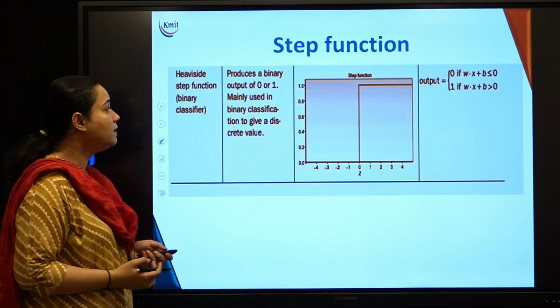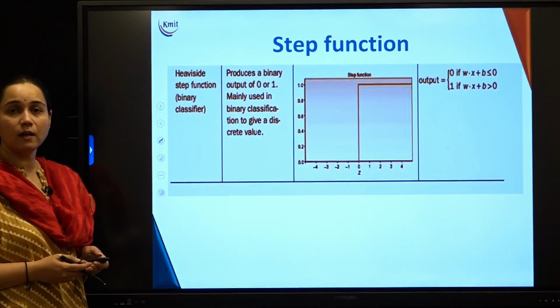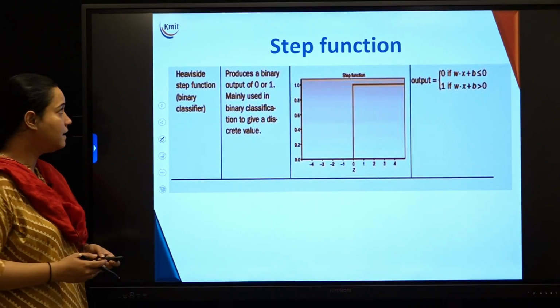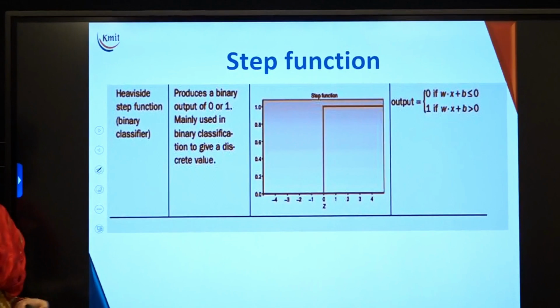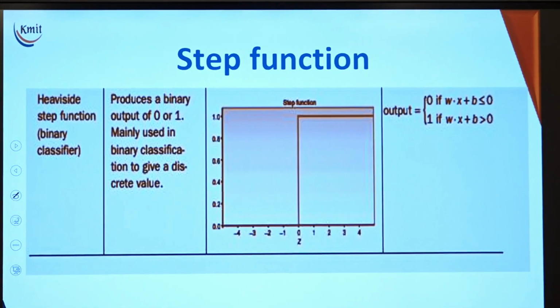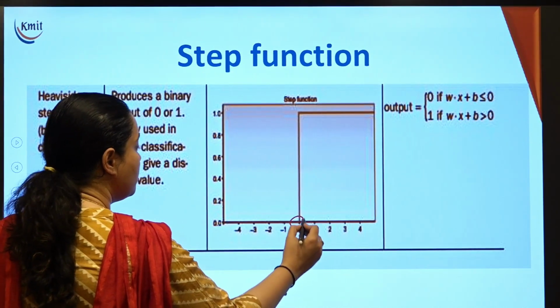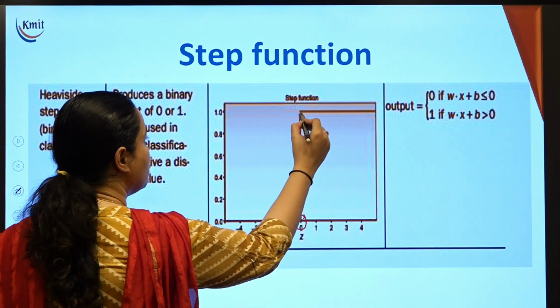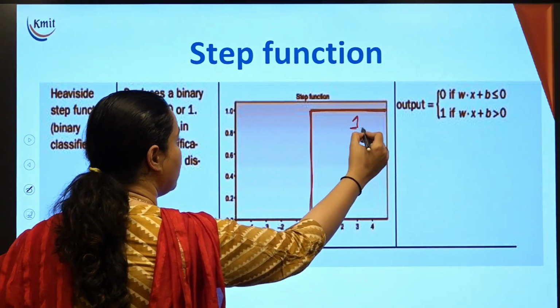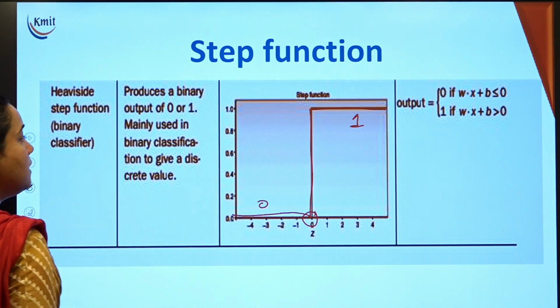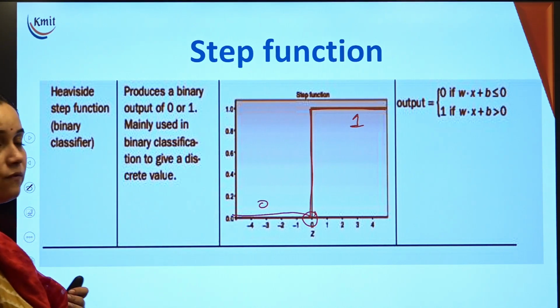Now, the second function is the step function. The other name is also Heaviside function. It is also called as a binary classifier. Now, the moment I say binary classifier, it can be used to produce an output of either 0 or 1. So, you can see for that reason, after 0, for all the positive values of input, you have got the value as 1. For all the negative sides of the input, you have got the value as 0. So it is going to give you a discrete value.